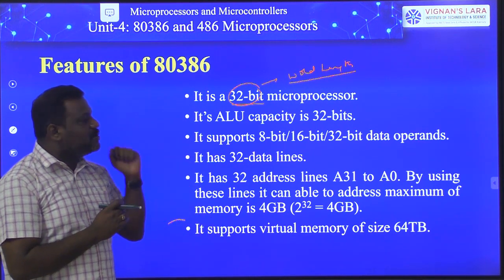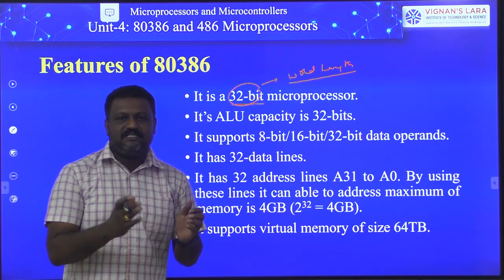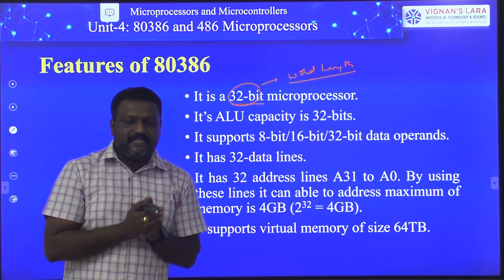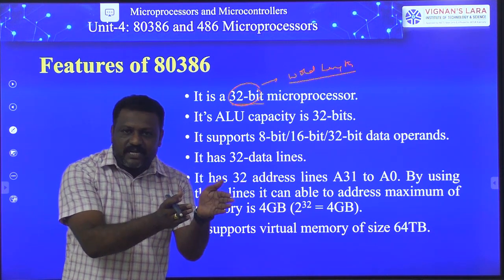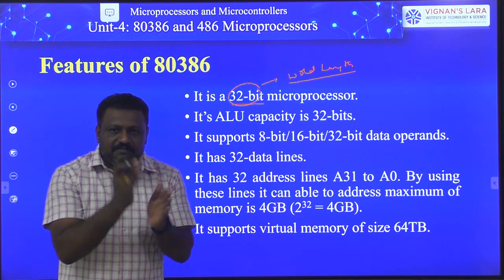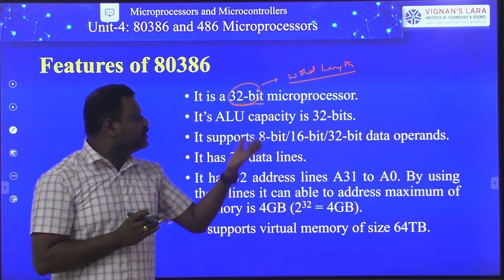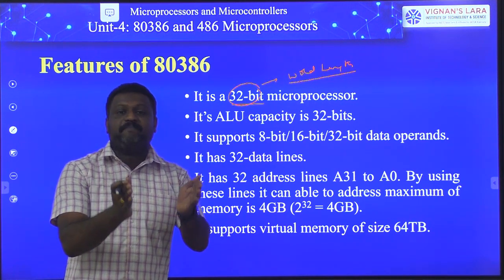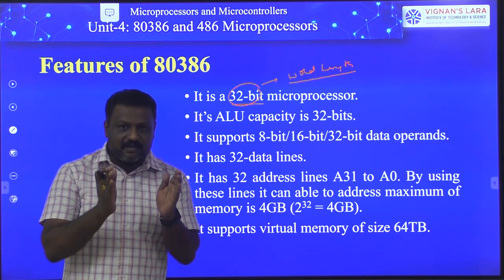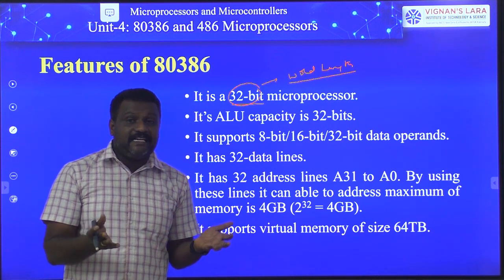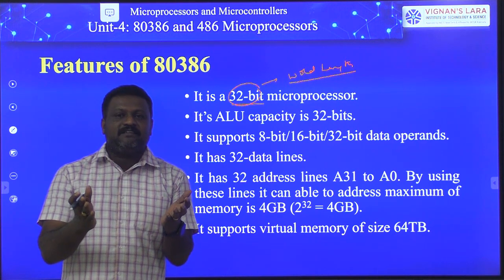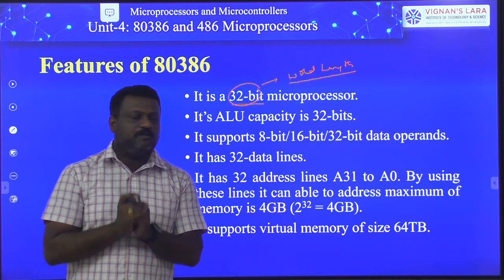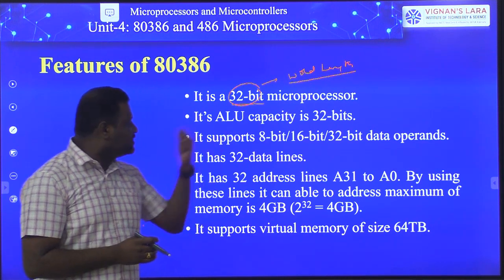And coming to the second one, its ALU capacity is 32 bits. Just now I told you that the word length indicates the number of bits it recognizes or processes. The word processes is related to the ALU. Here the 80386 ALU capacity is 32 bits. That means this 80386 processor can do its arithmetic as well as logical operations on a maximum of 32 bits. That is the meaning of the second statement.